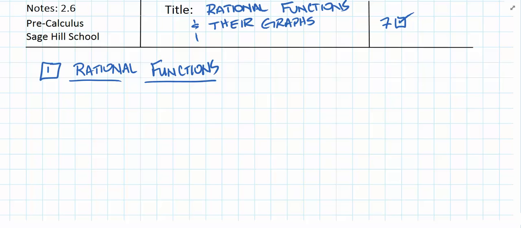So let's define what a rational function is that we're going to be talking about. So a rational function looks like this. It's going to be in the form of this.